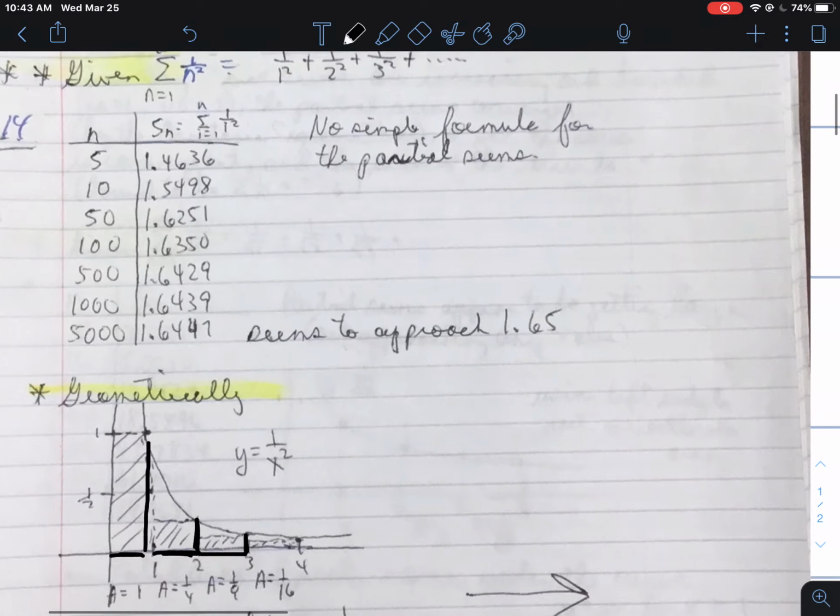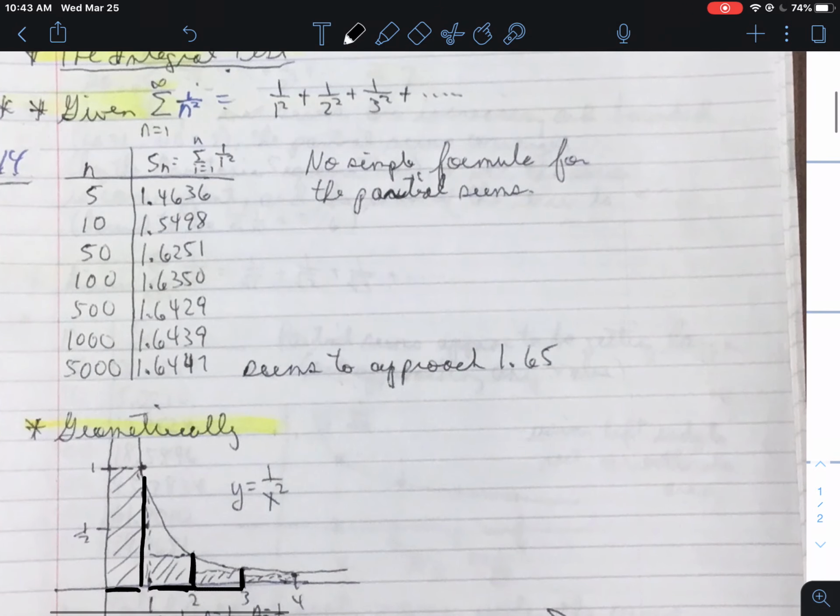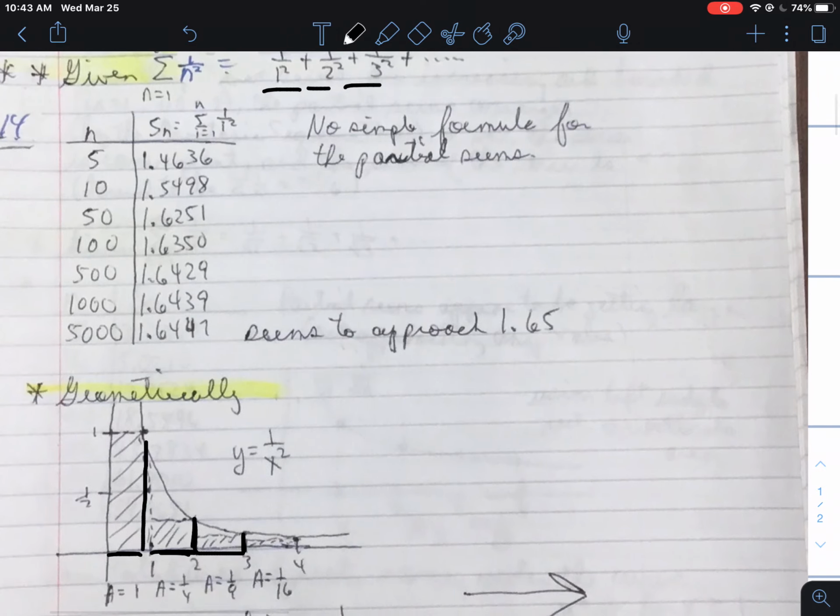But the bigger observation is, look at the areas of each of those rectangles. They're exactly the same as the terms of our series. Right? That first rectangle has an area of 1 over 1 squared, the second 1 over 2 squared, 1 over 3 squared, etc. Because in each case, the height is multiplied by the width of 1. So looking at each of those rectangles, the area of each rectangle corresponds to a term in our series, as n goes from 1 to infinity.